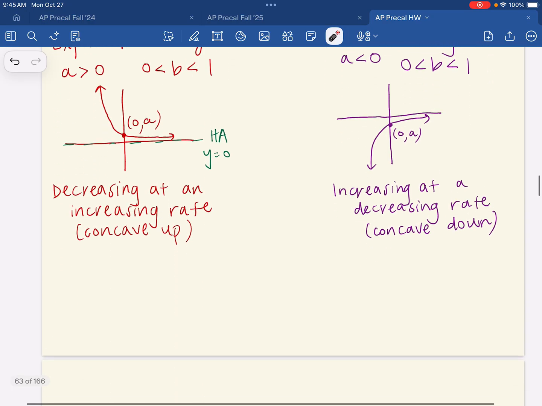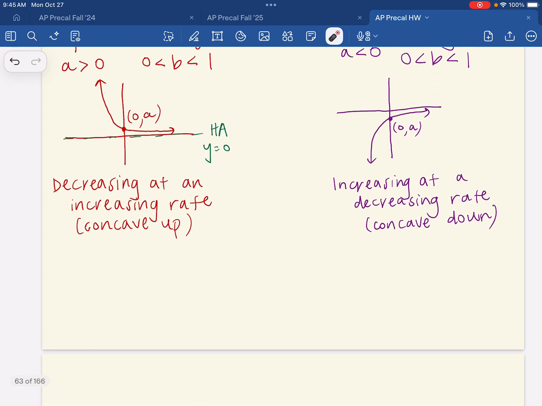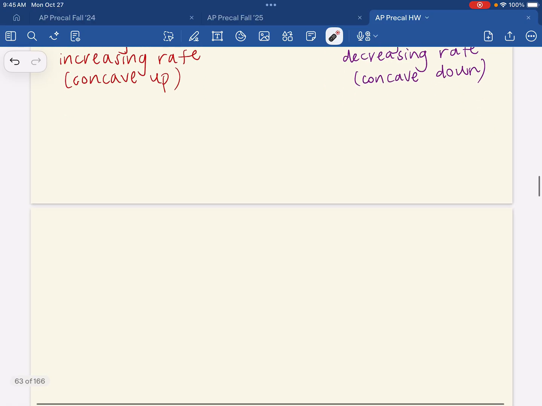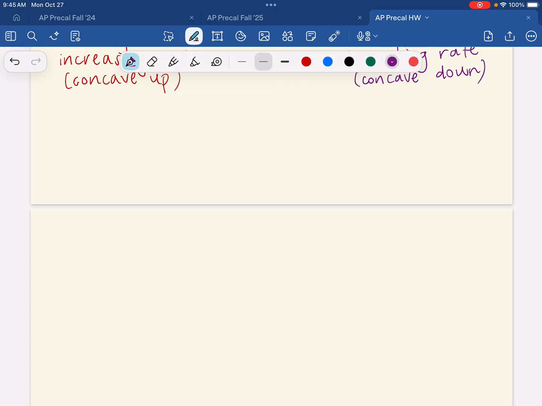The other thing that usually comes up the most is talking about how two different types of transformations are actually equivalent to each other, even though they don't look equivalent. So let's do an example of that next.